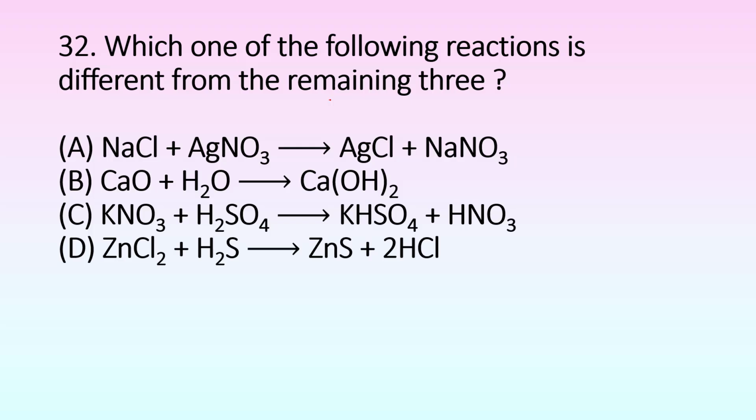Next, question number 32. Which one of the following reactions is different from the remaining 3? So here clearly we can see that option B is different from the other 3, because this is an example of a combination reaction. So option B.